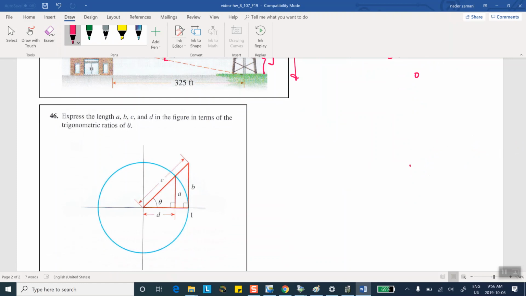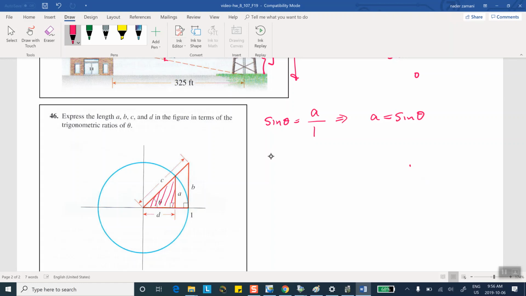What have we got here? Express A, B, and C, where the radius of this circle is 1, in terms of trigonometric ratios of theta. So let's start with sine of theta. If you look at this triangle, sine of theta is opposite, which is A, over hypotenuse, which is the radius of the circle. So that means A is equal to sine theta.